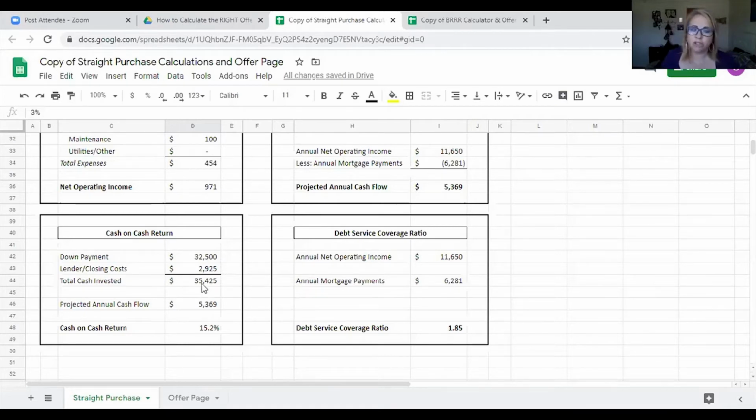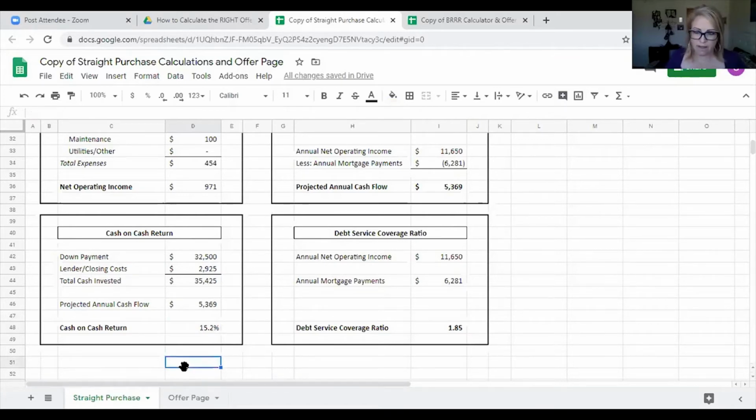All right, so we have our total cash invested, the down payment and the lender and closing costs, of $35,425. That's how much money I'm sending to the title company, and I'm comparing that to my annual projected cash flow at $5,369. Remember, that was my annual net operating income minus my annual mortgage payments, or debt service. So I'm making $5,300 compared to $35,000 put in. That means my cash on cash return is 15.2%.